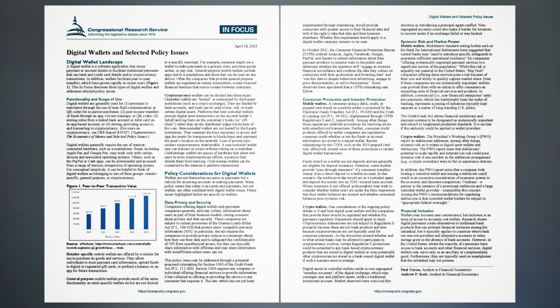Electronic Funds Transfers Act, PL 95-630, and the Truth in Lending Act, PL 90-321, implemented through CFPB Regulations E and Z, respectively. Among other things, these regulations establish procedures for resolving errors with unauthorized transactions. Further, consumer credit products offered by wallet companies are regulated as consumer credit whether or not the funds or account information are stored in a digital wallet.